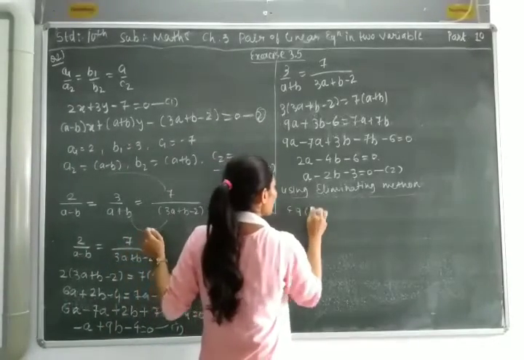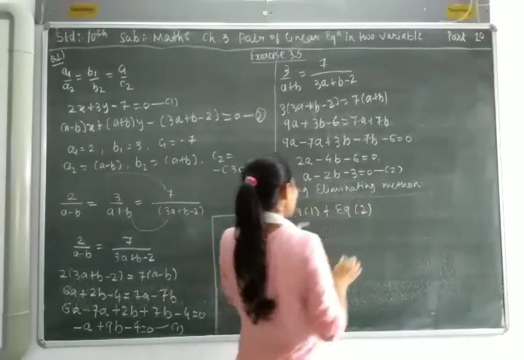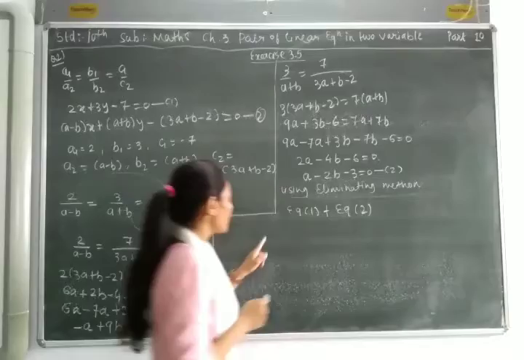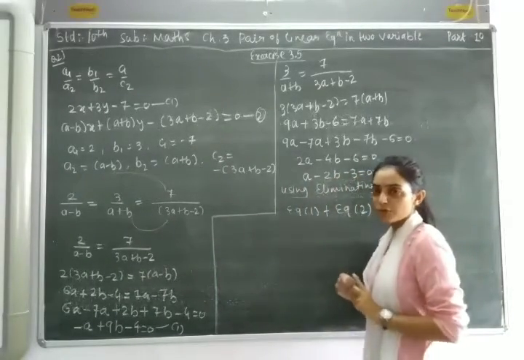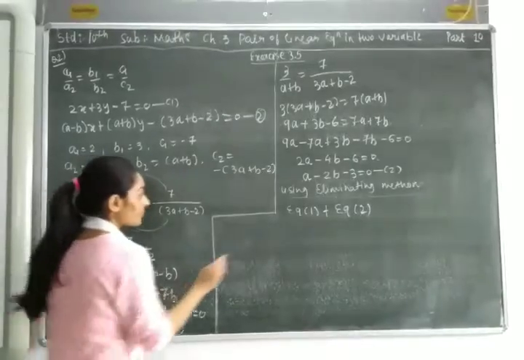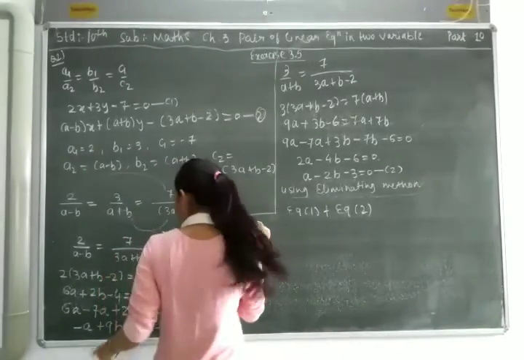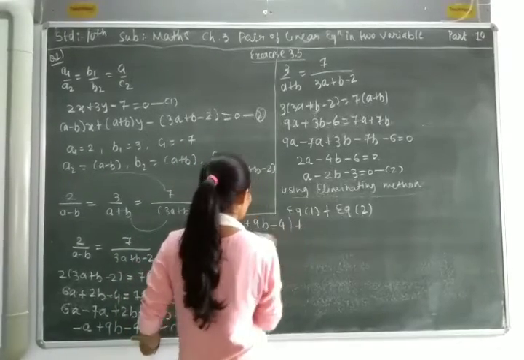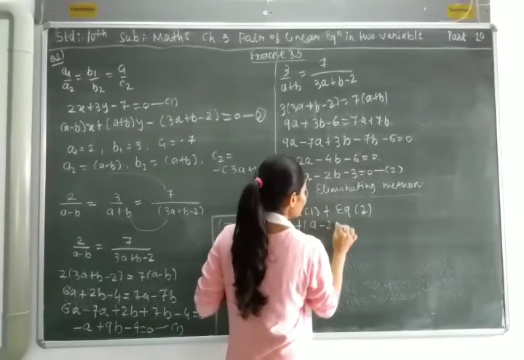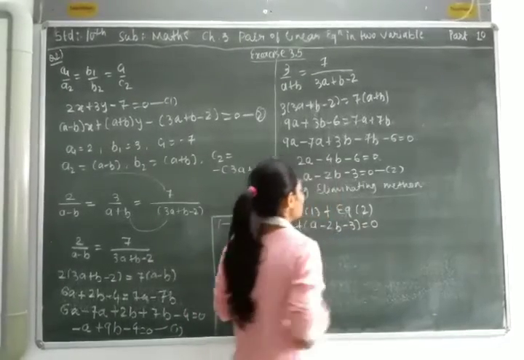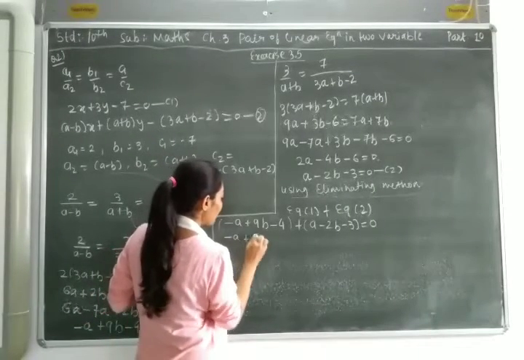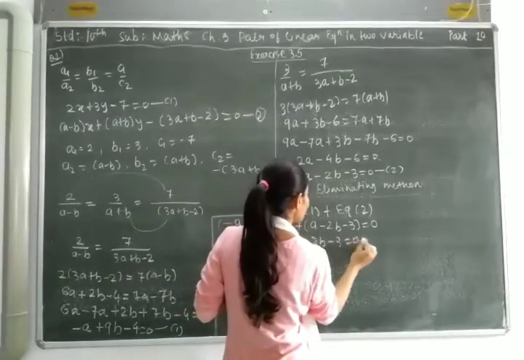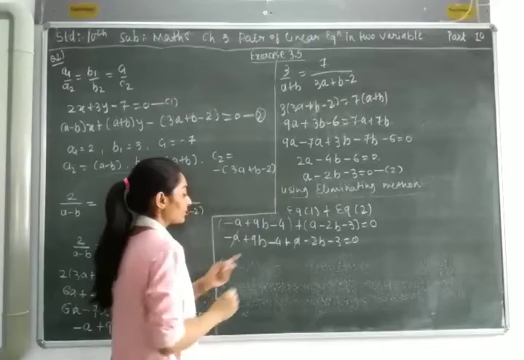So, equation 1 plus equation number 2. Why am I writing the plus sign over here? Because my first variable a gets cancelled while adding those, so there is no need to put a negative sign. So minus a plus 9b minus 4 plus a minus 2b minus 3 equals 0. So this one got cancelled. So what is left over here?